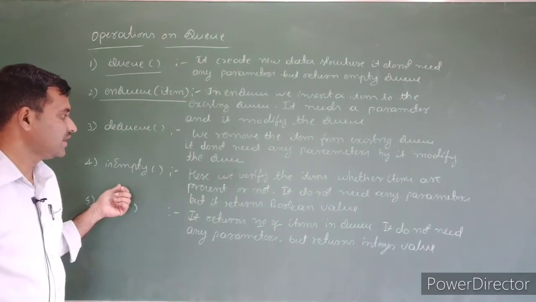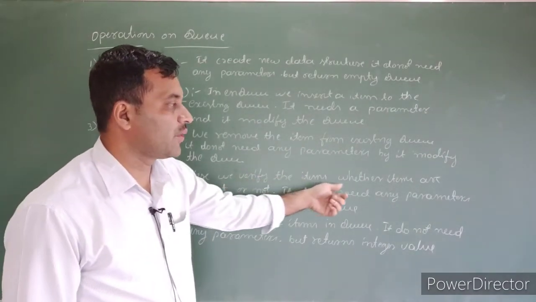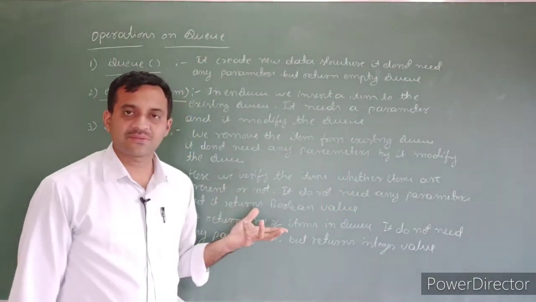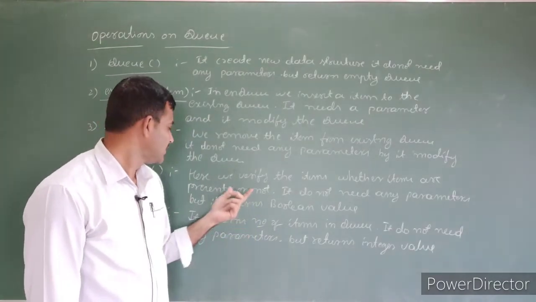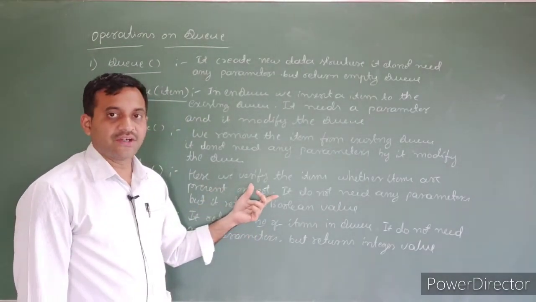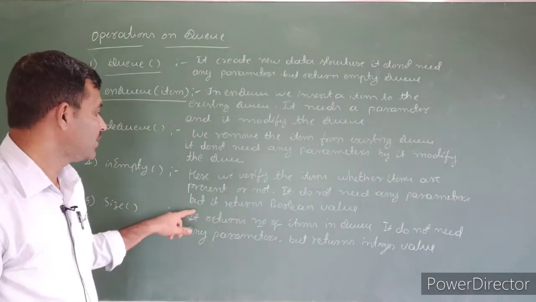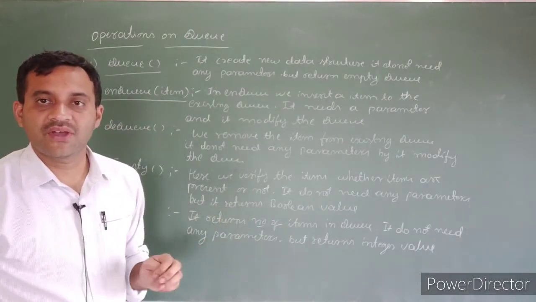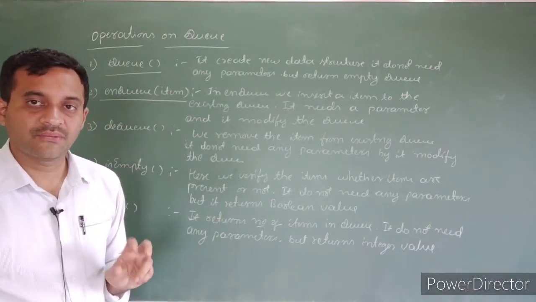In isEmpty, here we verify whether items are present. Here items are the element variables, whether they are present or not. It does not need any parameters, but it returns a Boolean value.